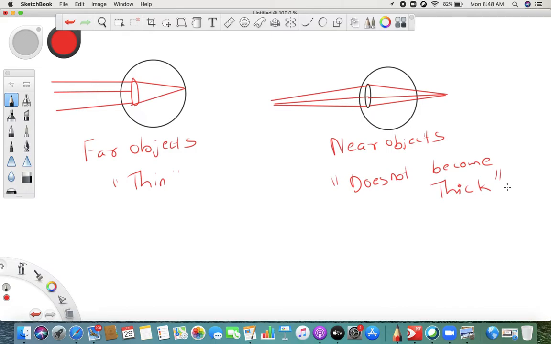So over there what happened? The light meets in front of the retina. Here the light will meet behind the retina. So anyway a person can see, but the image is not clear, it is blurred. Okay.